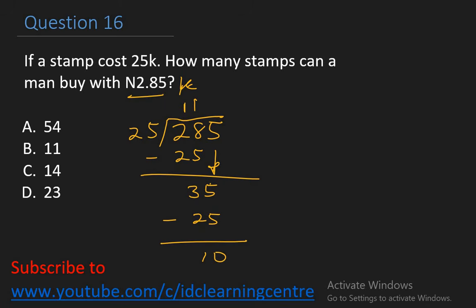So how many stamps can a man buy? The man can only buy 11 stamps because the remainder here is not up to 25 kobo to buy another stamp. Okay, you don't add the remainder.